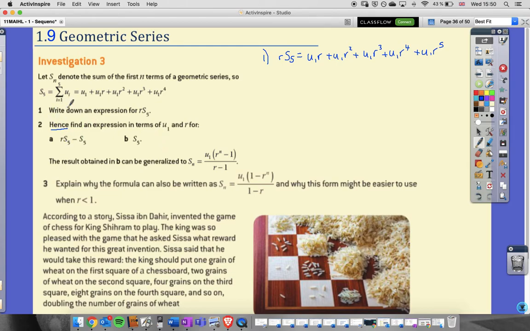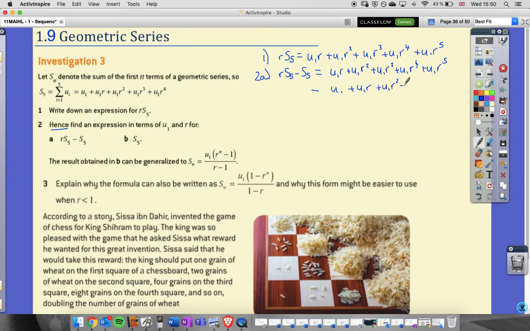Hence is an important word in maths exams in particular. It means to use what you've just done. Hence, find an expression in terms of u1 and r for rS5 minus S5. So we want to find rS5 minus S5. Now, this is going to simplify quite nicely. I think what I'm going to do is write out rS5 and I might write S5 underneath it. So this is rS5 and I want to subtract S5, which we have here.